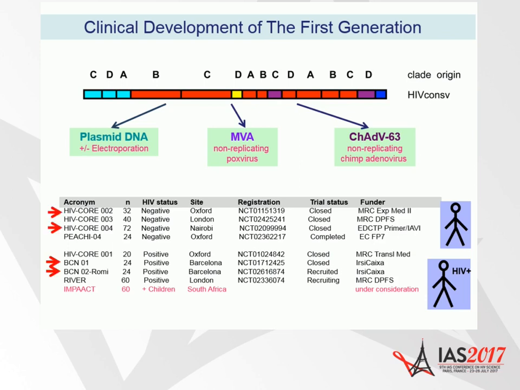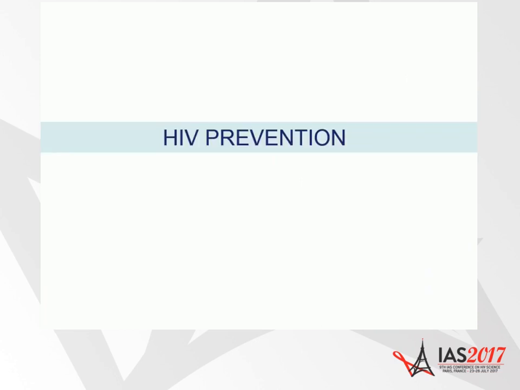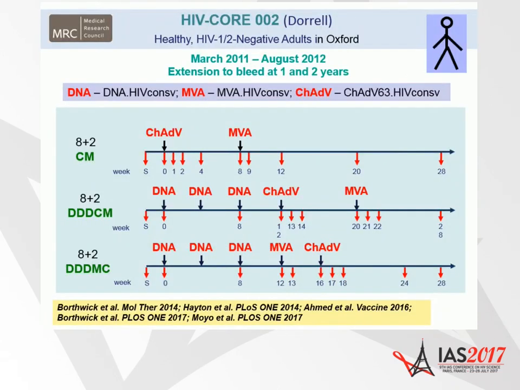And I'm going to show you briefly data from these four trials. So for prevention, the first time we tested these vaccines in HIV-negative individuals was in HIV-negative adults in Oxford. We have DNA, MVA, chimp adeno. We had three different combinations, 8 vaccine recipients plus 2 placebos.